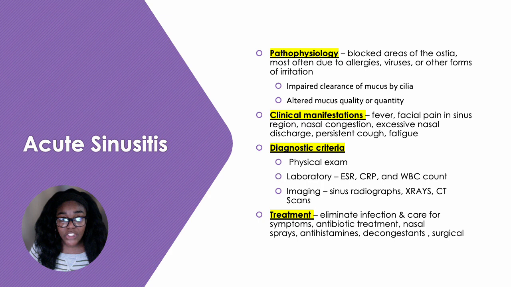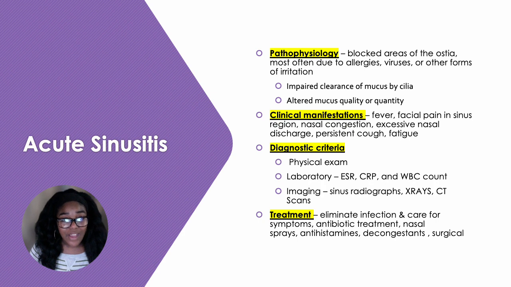forms of irritation. What happens is that there is an impaired clearance of mucus by cilia, and then when that mucus is not cleared, it causes that inflammation or irritation in that area. The clinical manifestations include fever, facial pain in the sinus area. You have nasal congestion, excessive nasal discharge, persistent cough, and fatigue.